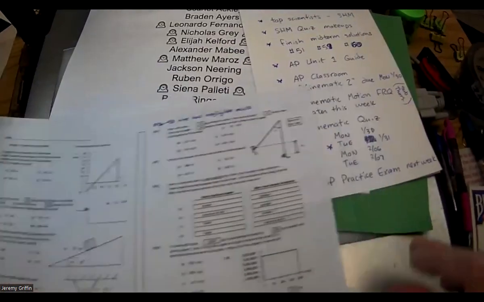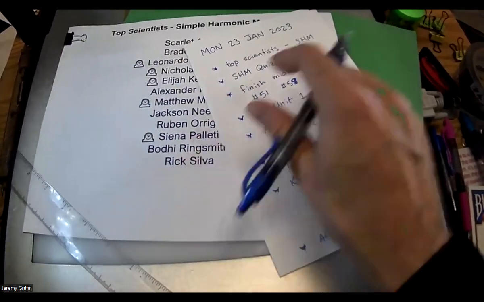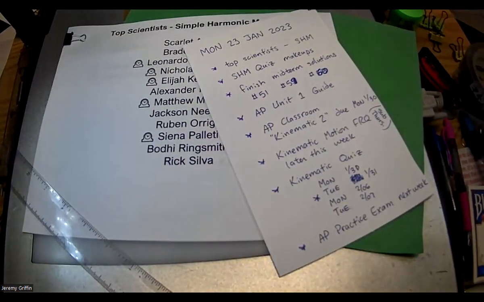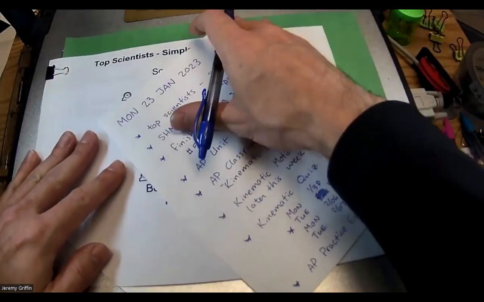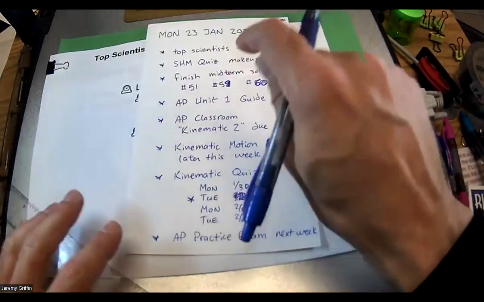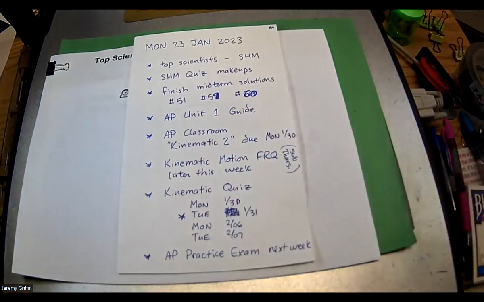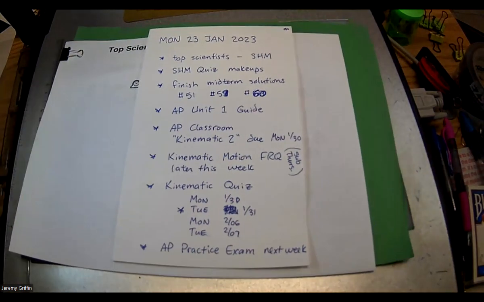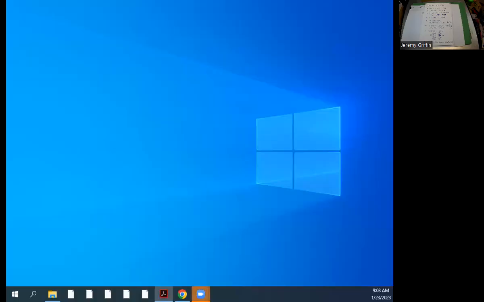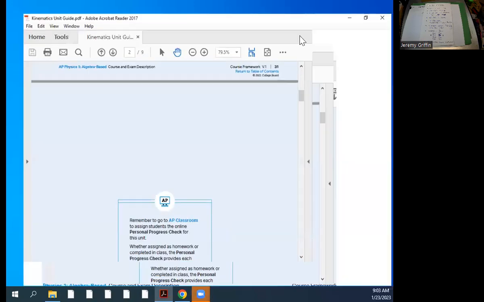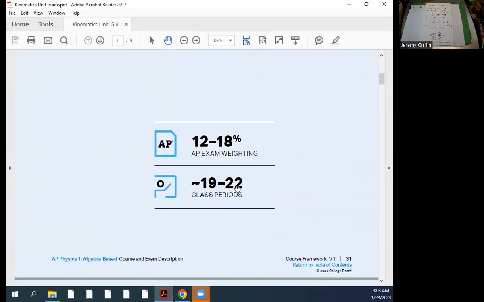All right, let's switch over and look at the AP's Unit 1 guide, because I'll take you guys through that. You can see exactly from AP's point of view what they want you to know. No question about that. All right, switch over here.